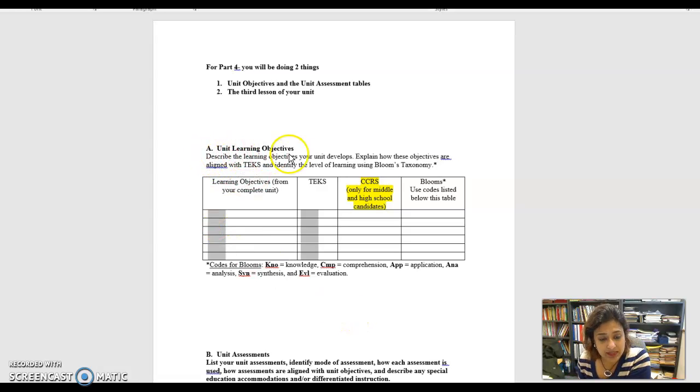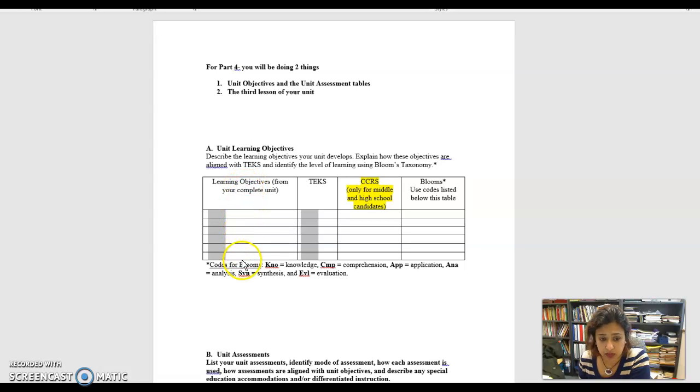So let me talk about this. The unit learning objective table is basically you're going to put all your unit objectives from all 3 lessons over here, and then number them A, B, C, D so that you will see what happens next. I'll explain that part to you. The TEKS is what TEKS do you have? You don't have to answer this one. And then the Bloom's is the codes that you have. These are the codes that you have over here. You can only have one code per objective.